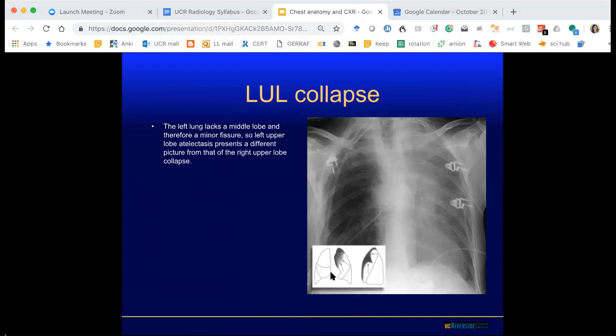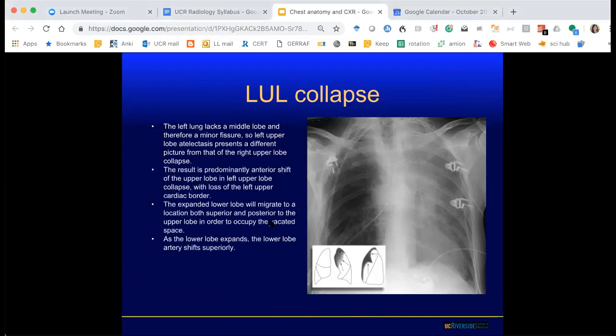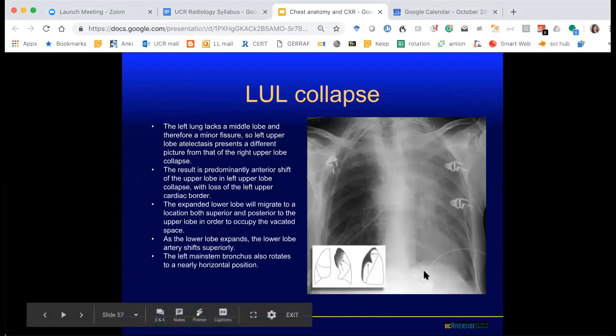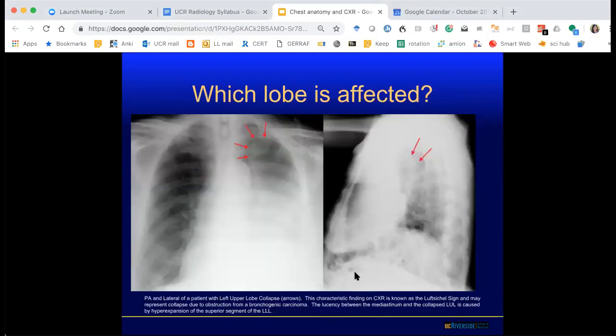We can't see the right hemidiaphragm, but this looks like it's getting pulled up a little bit. And if you look at the ribs, the spacing between the ribs is a little closer together. This suggests that there's volume loss. And then if you had a lateral radiograph, you could localize it better. But typically, if it's a full haziness like this, we see that with left upper lobe collapse. Which lobe is affected?